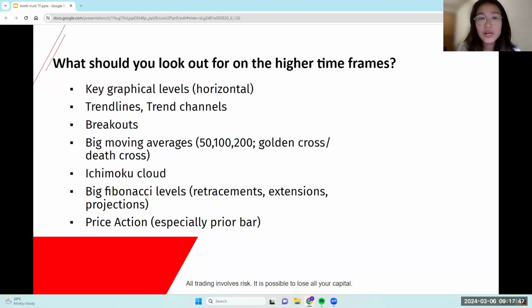And lastly would be price action. So price action basically is the past, present, and future. And you're trying to look at your momentum from the previous bar to dictate your strategy.